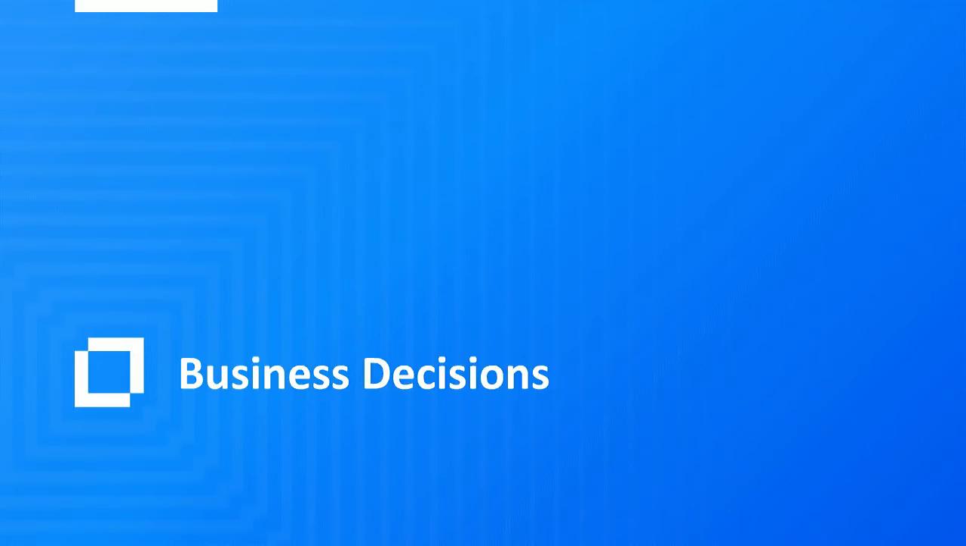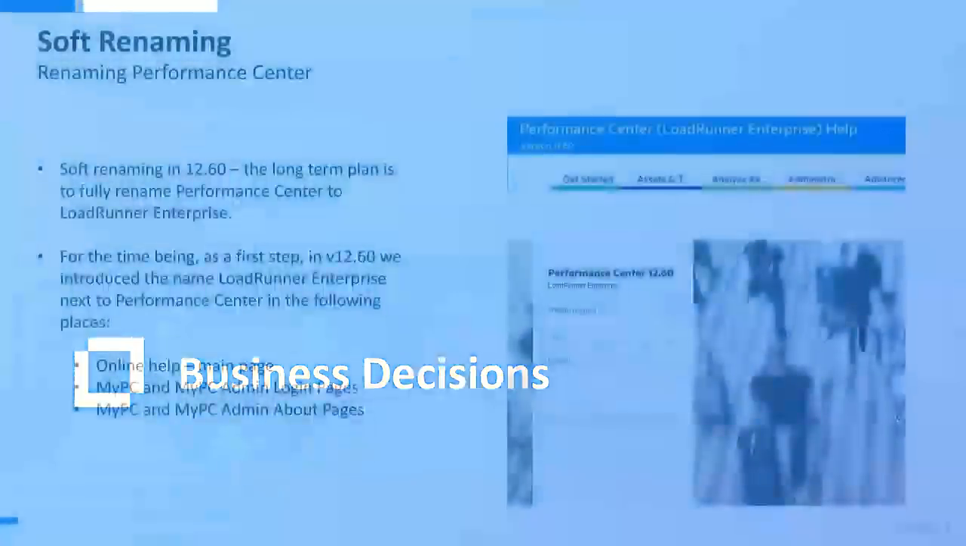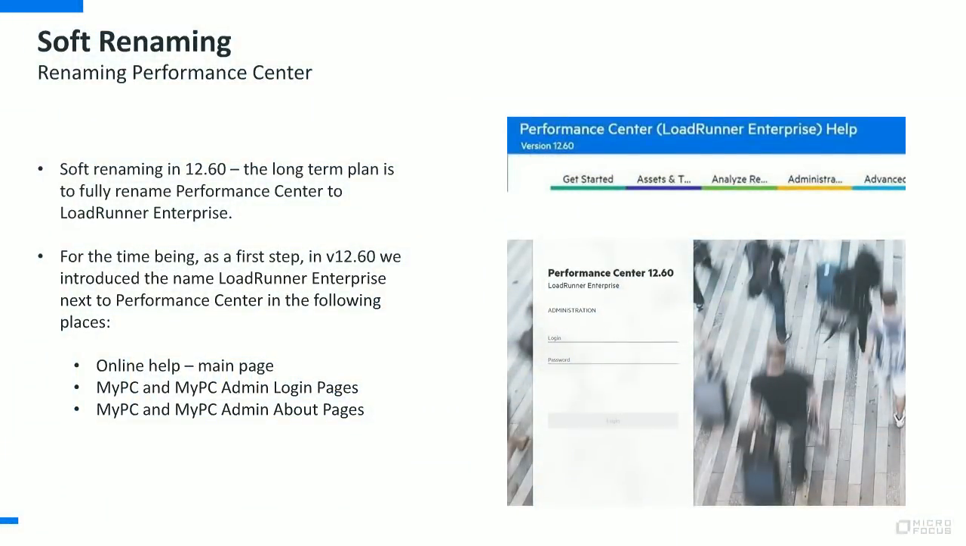A couple of decisions that we made for 1260 and going forward. One of the first things is that we have an initiative in place to rename Performance Center. So we did a soft renaming within version 1260. If you are familiar with our online help center, when you go to the main Performance Center help site, you'll see LoadRunner Enterprise in parentheses.